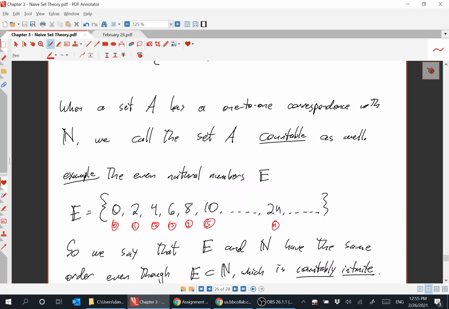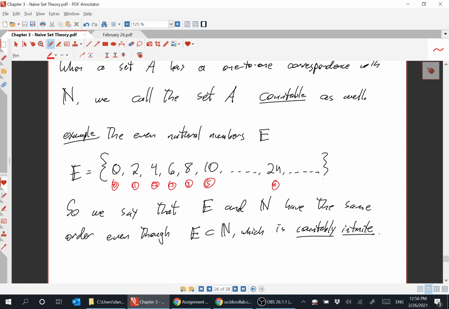Sets are countable when you can label them with the natural numbers. When a set A has a one-to-one correspondence with the natural numbers, you call that set countable. Like the set of even natural numbers, 0, 2, 4, 6, 8, 10, ..., 2n, ... That's countable, because you label 0 with 0, 2 with 1, 4 with 2, 6 with 3, 8 with 4, 10 with 5, and 2n gets labeled with n. So that set E is countably infinite, just like the natural numbers, even though E is a proper subset of the natural numbers; they have the same cardinality.